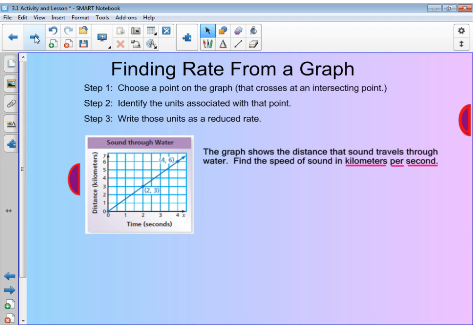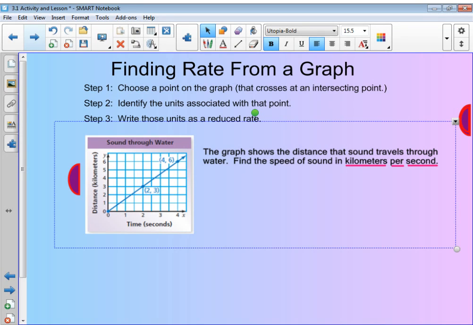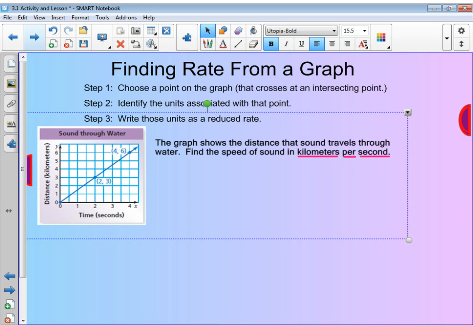The last thing is finding rate from a graph. And we'll work with this more in section 2, but I'm going to go ahead and give you just the starting point for working with rate from a graph. So our first step is we're going to choose a point on the graph that crosses at an intersecting point. So if you look at this graph that I have up here, and I'll enlarge this just a little bit, probably not a whole lot because my words are attached to it.